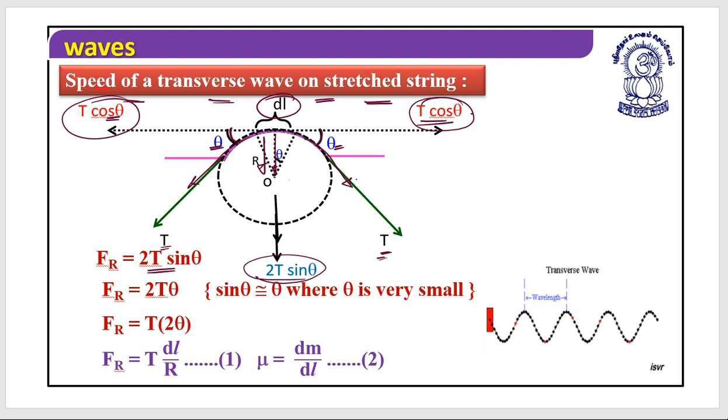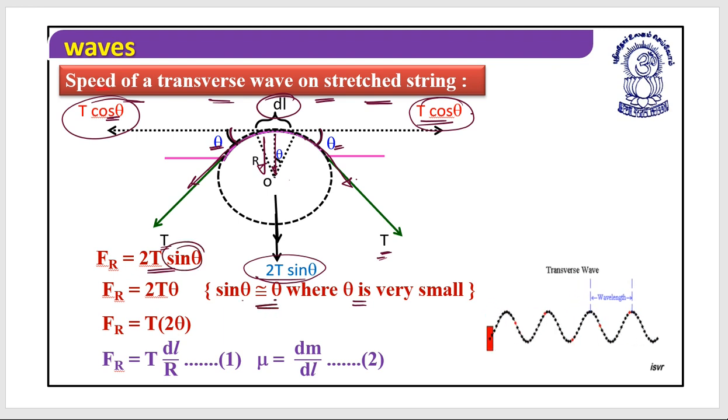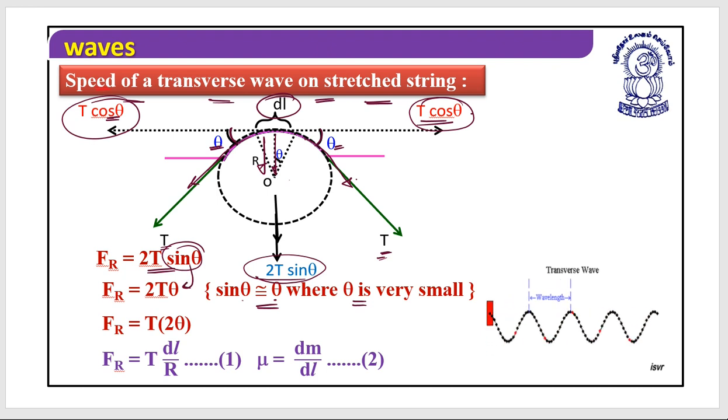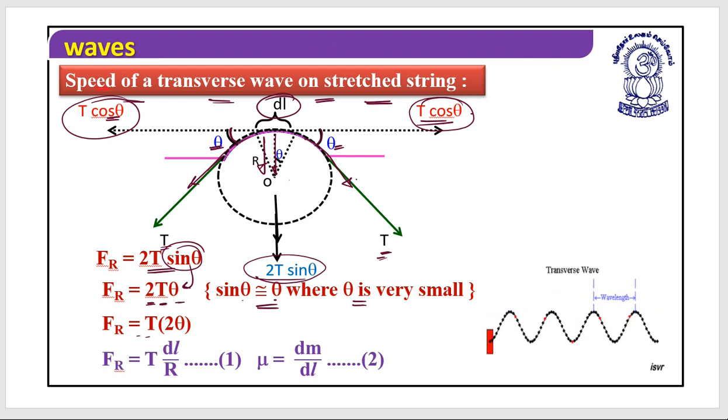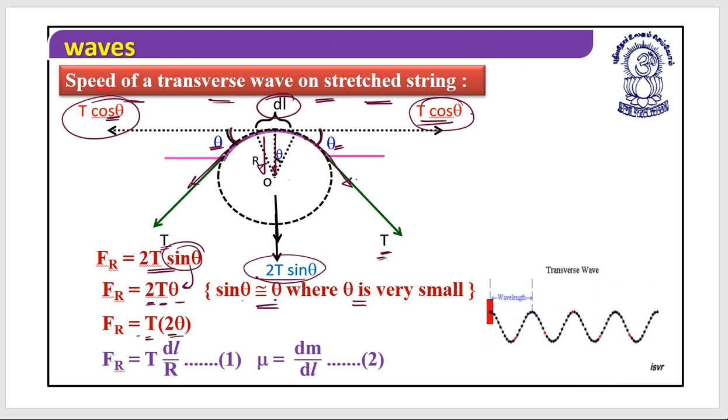As we understand, this theta would be very small, so if theta is very small, I could write sin theta approximately equal to theta. So this is 2T sin theta, that would be equal to 2T theta. So this is equal to 2 into tension force into theta, or I should write it as Fr is equal to T into twice of theta.